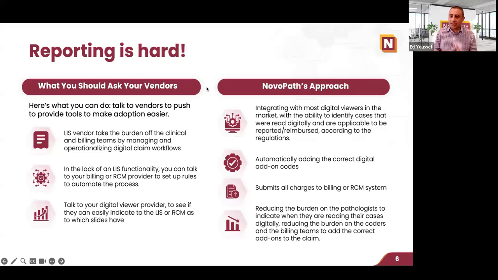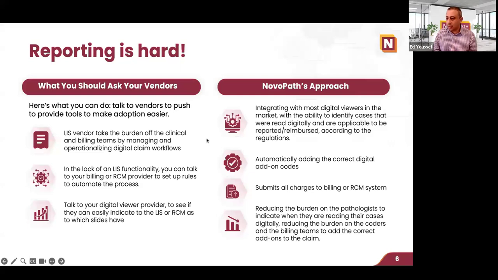So one of the things that we've done at NovoPath to kind of facilitate that, we look at ourselves as not just an LIS provider, but as a partner and a driving force for digital adoption. So a number of things that we've done throughout the past few years to help assist the labs report their digital add-ons.